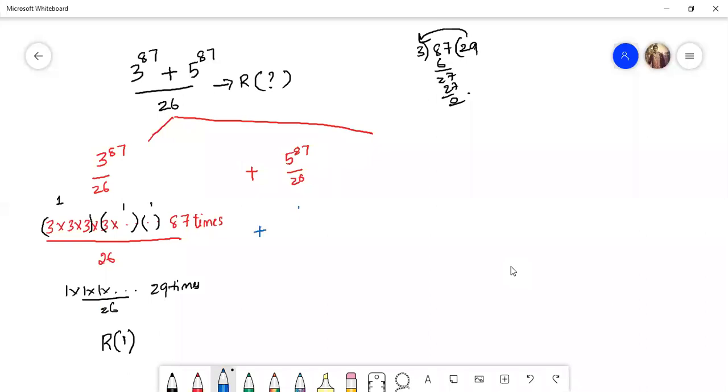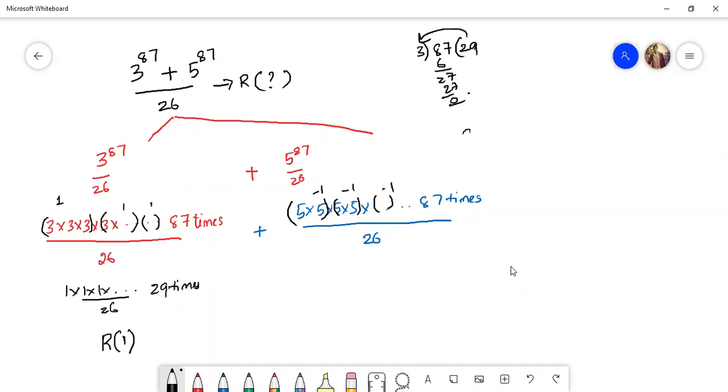In the second part I have 5 into 5 into 5 into so on, 87 times again, and I'm dividing this value by 26 again, the same denominator. Let us group them. 5 by 26, okay. 25 by 26, I can say there's a minus 1 here. So for every pair, I have the remainder as minus 1.